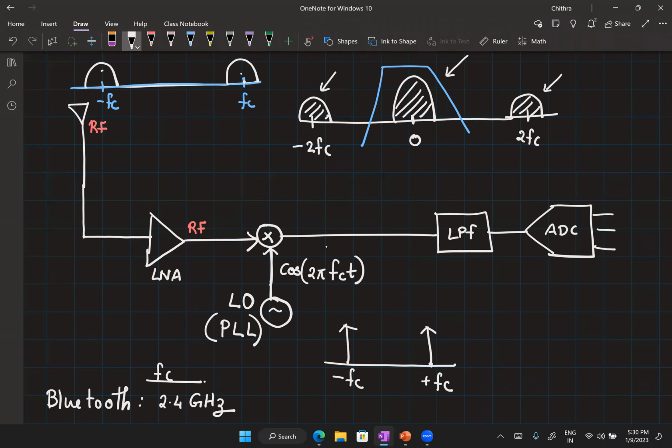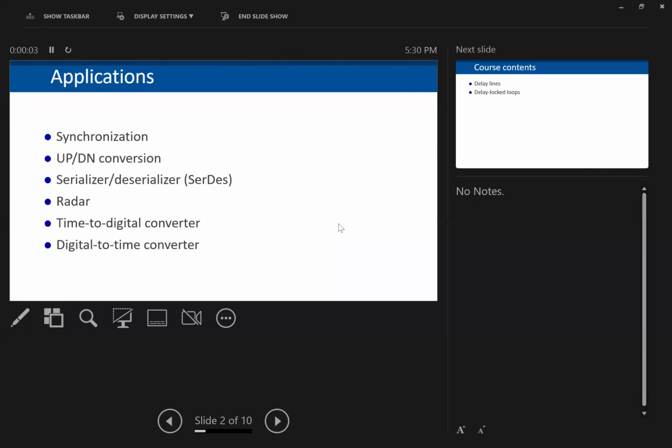So now let me give you a brief look at what the other applications are. Like I mentioned, we have synchronization and up and down conversion. Clock signals are also used in serializers and deserializers, for short called SerDes. This basically is related to wireline communications. It is used in radars. Time information is relevant in radars as well. Then it is also used in time to digital converters, digital to time converters, etc. You can think of it as ADC and DAC.